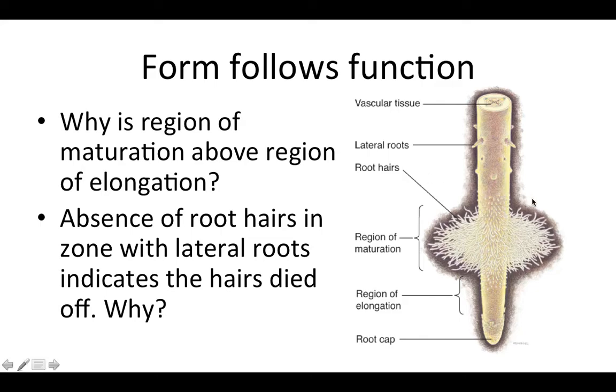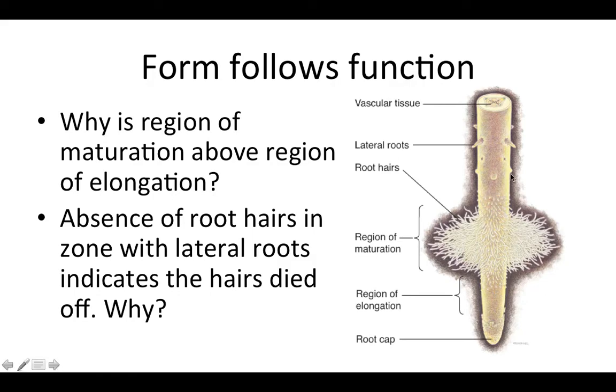So one thing to look at is that the zone of maturation, this zone with root hairs, is above the zone of elongation. You could imagine it being the opposite. You could imagine the root hairs getting added down here and then getting pushed downwards as the region above it elongated. That doesn't happen for a good reason.